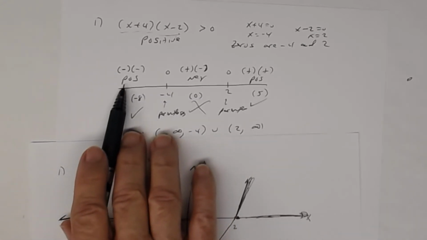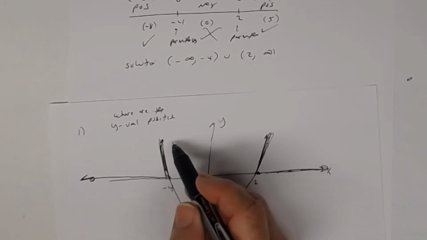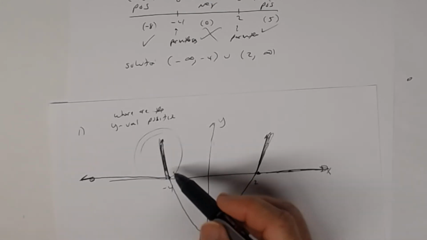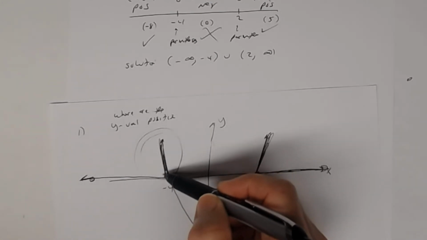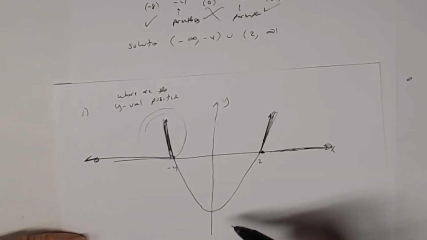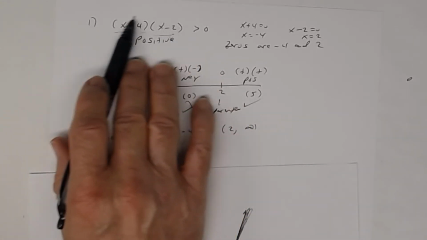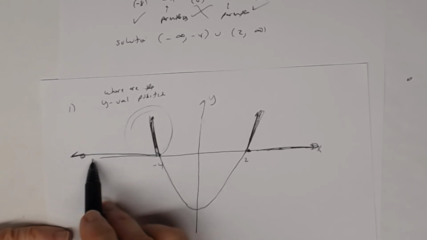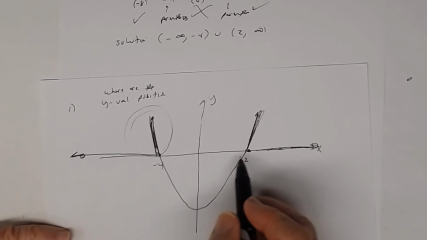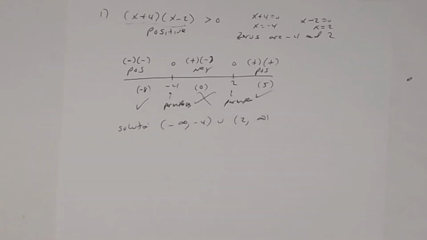So notice those are the two intervals right here, from negative infinity to -4. So the graph is above the x-axis. So whenever the graph is above the x-axis, your y values are positive. When a graph is below the x-axis, your y values are negative. And so the question is, in terms of the graph, where are the y values positive? So from negative infinity to -4, and from 2 to infinity, with parentheses at -4 and 2. Okay, so that's basically what it looks like in terms of a graph.